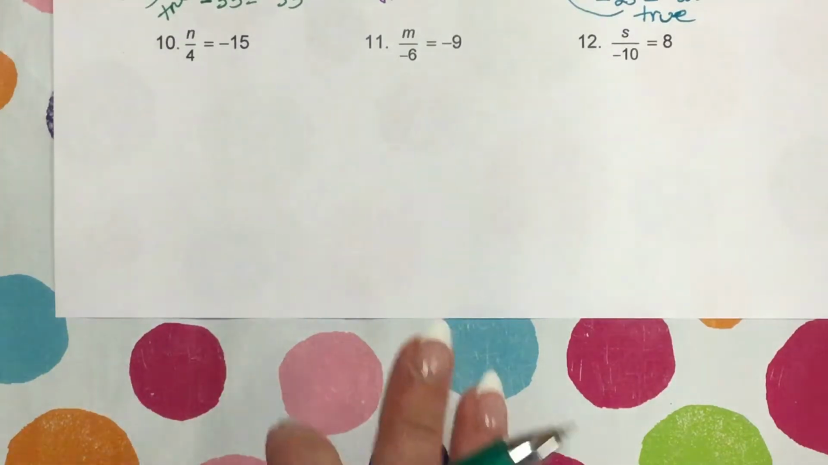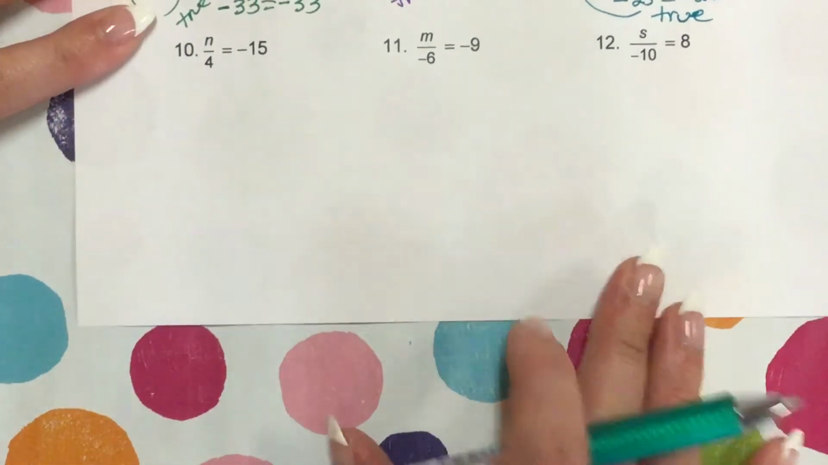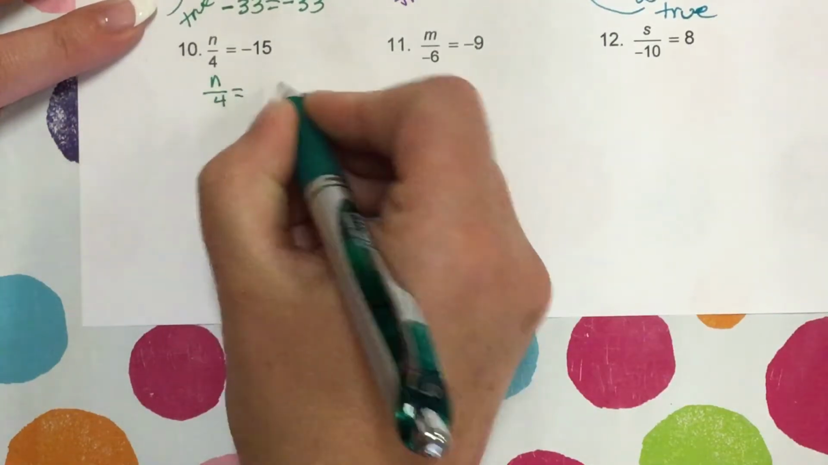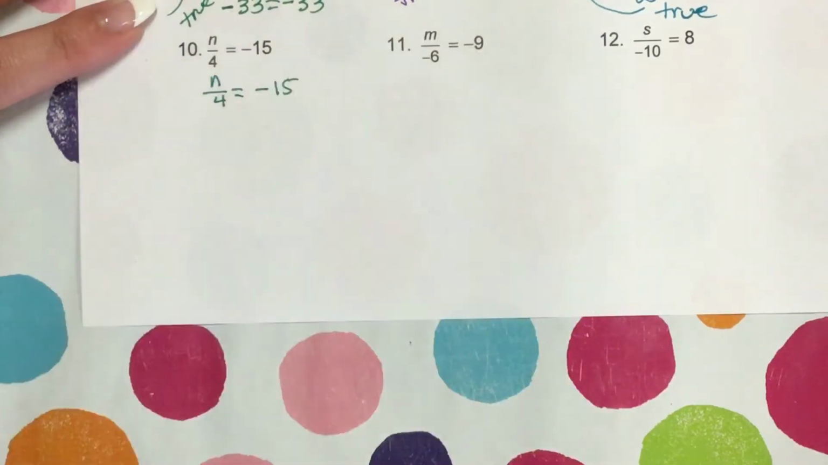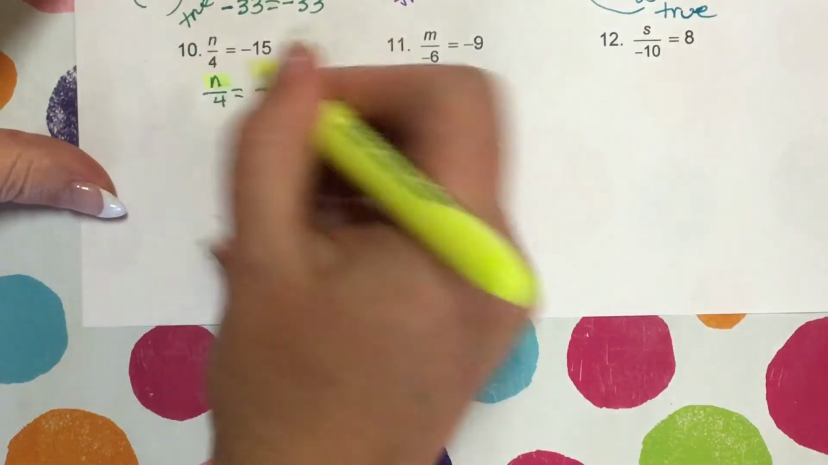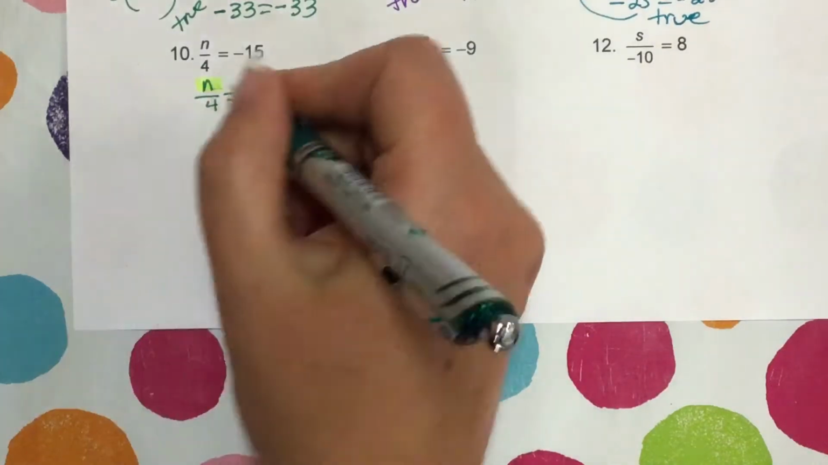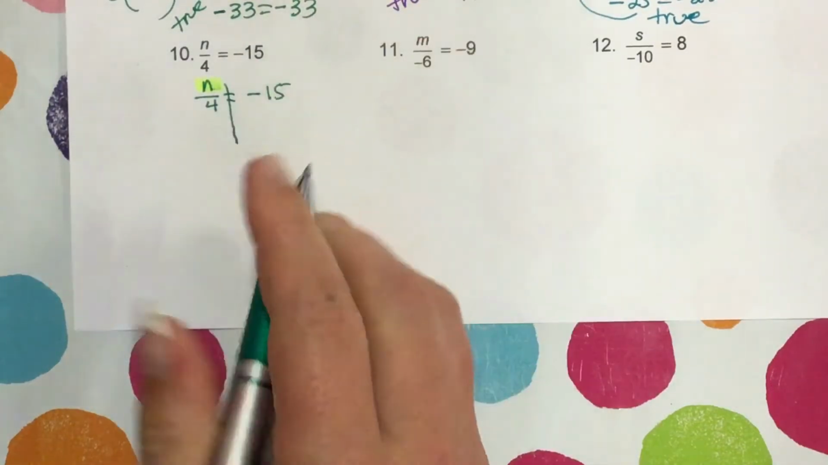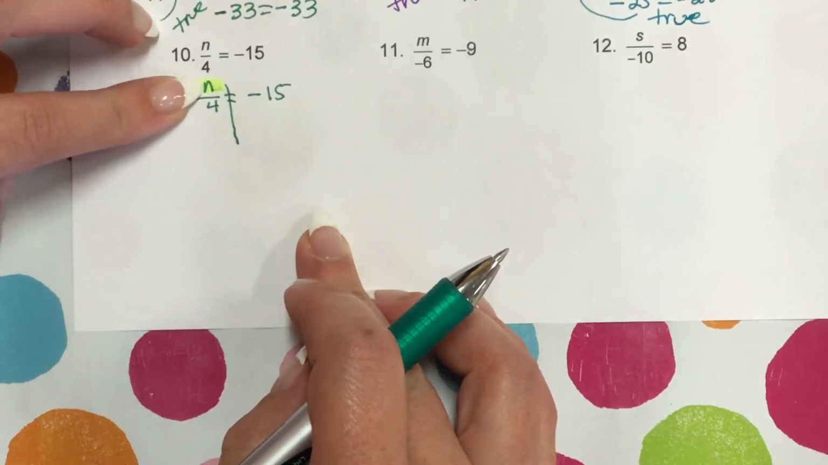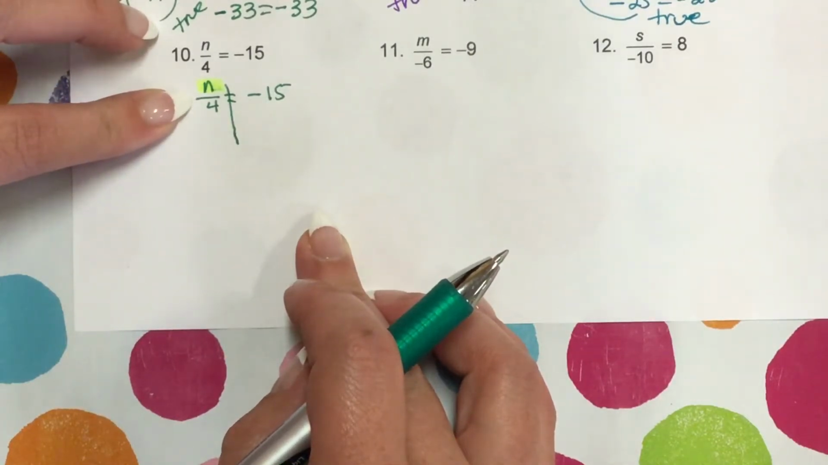All right, we are back. Let's go ahead and see how we did on this problem. I'm going to go ahead and rewrite this problem so I don't make the same mistake that I did last time. Okay, we're trying to get n by itself. Well, is n by itself on this side of the equation? No, it's n divided by 4. How is 4 related to n? It's related through a division.